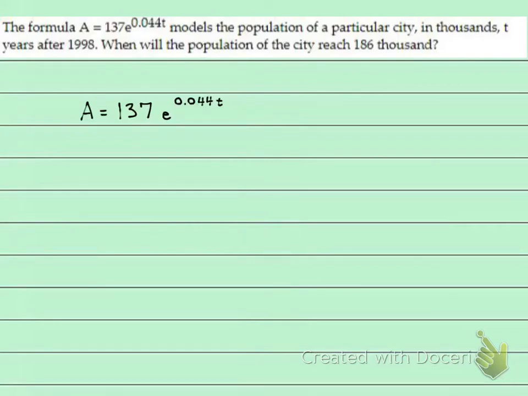We want to find how long it's going to take for the population of a city to reach 186,000. And they give us this formula which models the population of the city: A equals 137e to the power of 0.044t. That is an exponential formula right there. The other thing they tell us is that t is the number of years after 1998.